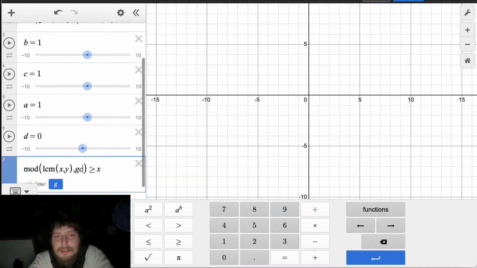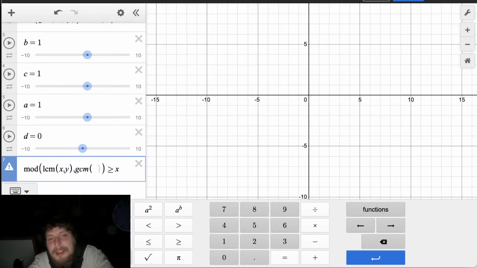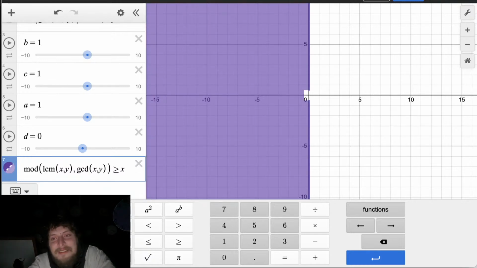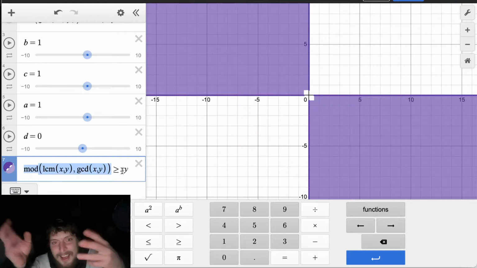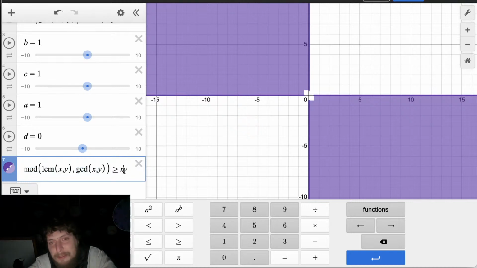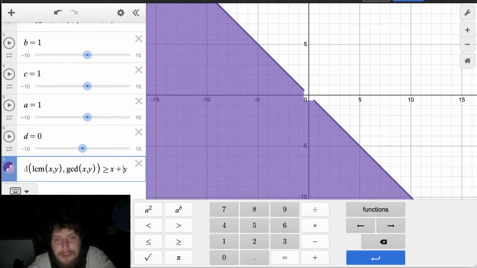Will it go too crazy if I try the least common multiple of x and y mod the greatest common denominator of x and y? Oh, that one's boring. Okay. Also, for now, when we're saying greater than or equal to something, instead of just x, I sometimes like to default to x times y as the opposite side. That just tends to add more coolness, but we can try different variations. X plus y would do a different thing.